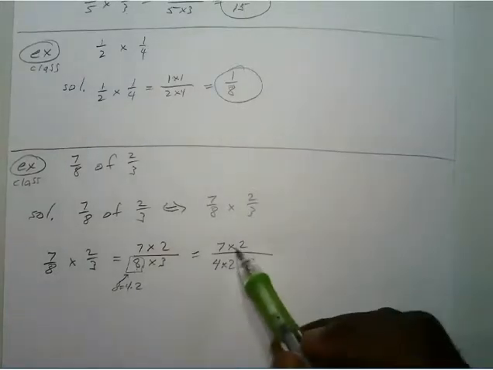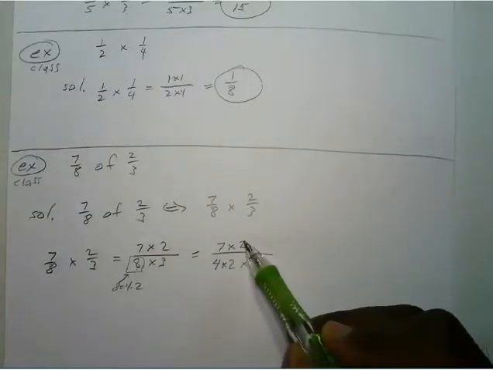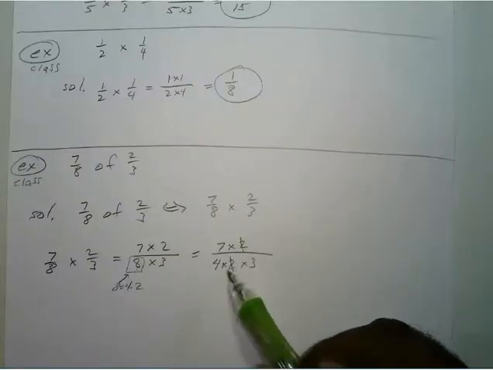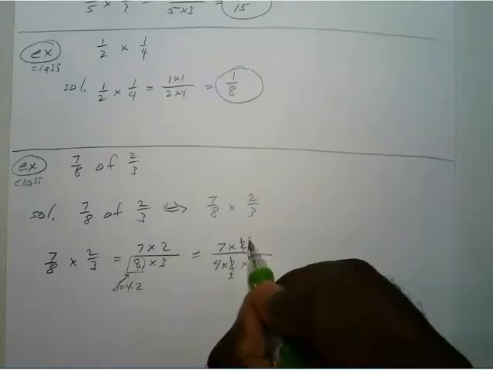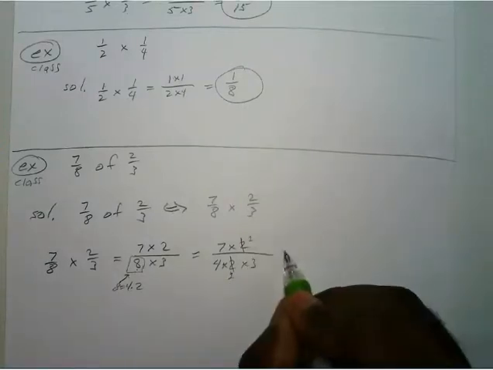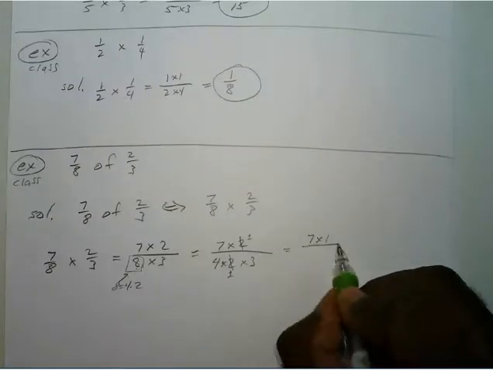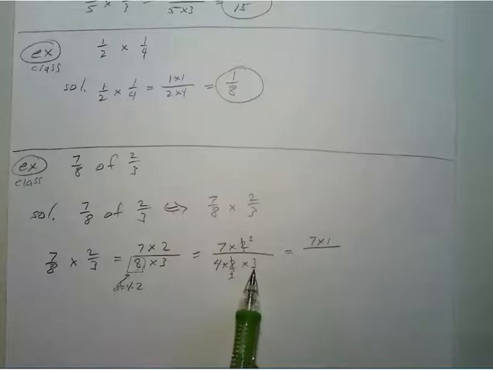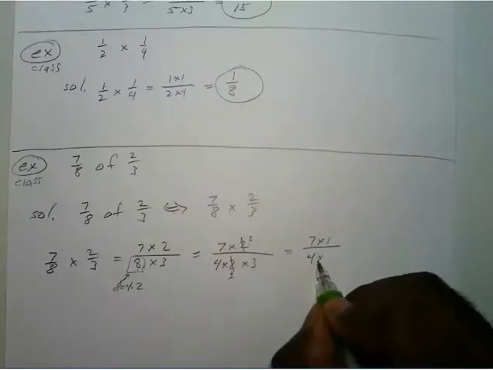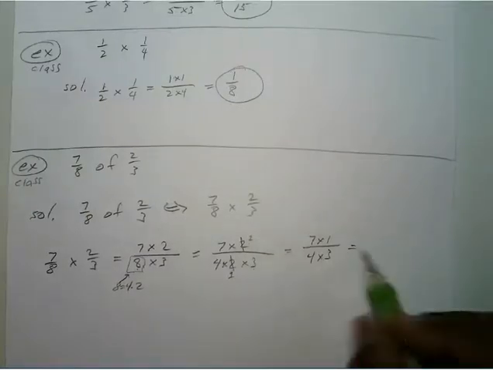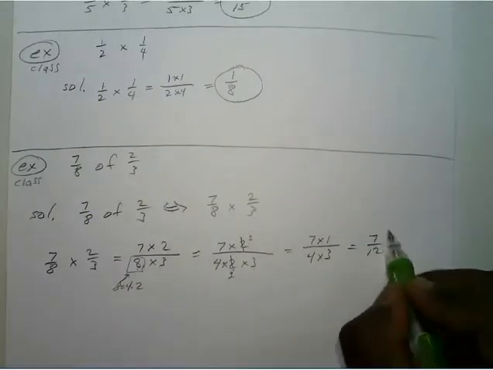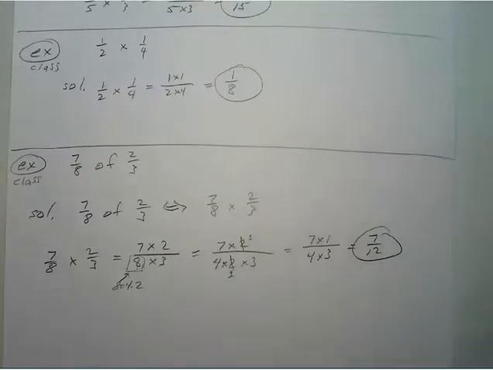Now, as long as you're multiplying and you have the same value in the numerator and denominator, anything divided by itself is just 1. So those two cancel out and become 1. That leaves you with 7 times 1 over 4 times 1 times 3. You don't really have to put the 1 down. You can just do 4 times 3, which is 7 over 12. And again, you can do it this way. It will work.